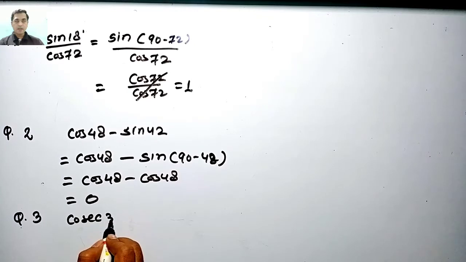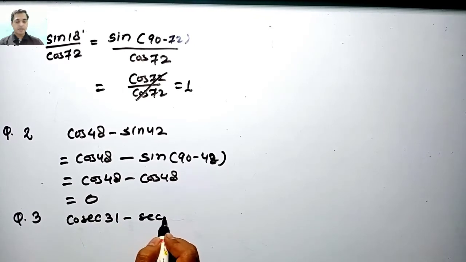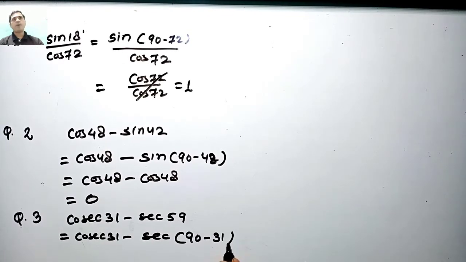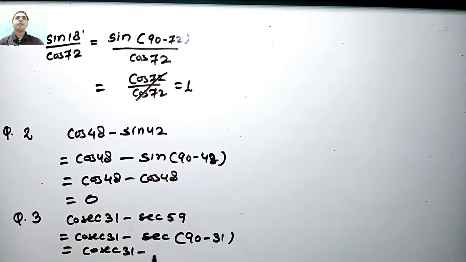Now the next question, cosec 31 minus sec 59. So cosec 31 will be as it is, and sec 59 can be written as sec(90 minus 31), and we know that sec(90 minus theta) is what? Cosec theta. So cosec 31 minus cosec 31, these will be subtracted, so we are getting 0. Now moving to the next question.